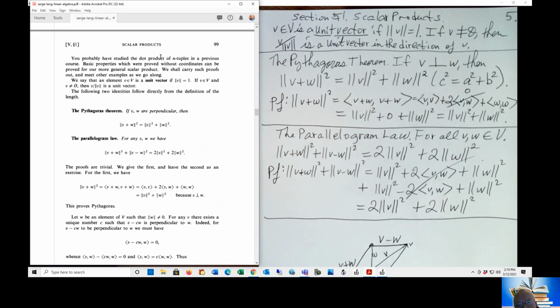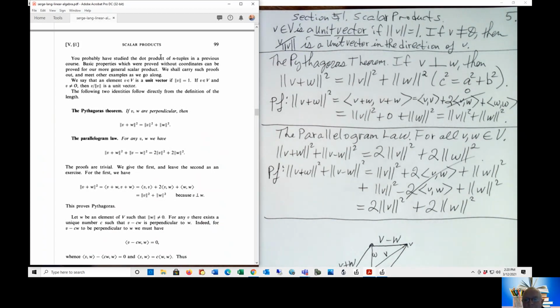Now next we get to the good old Pythagorean theorem, or as our book calls it, the Pythagoras theorem. C squared equals a squared plus b squared. Okay? All right, so whenever two vectors v and w are perpendicular, then the norm squared of v plus w equals the norm of v squared plus the norm of w squared. It's just telling us the Pythagorean theorem. The hypotenuse of a right triangle squared: c squared equals a squared plus b squared.